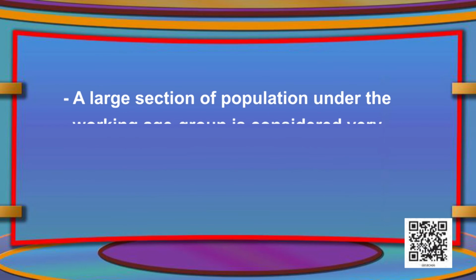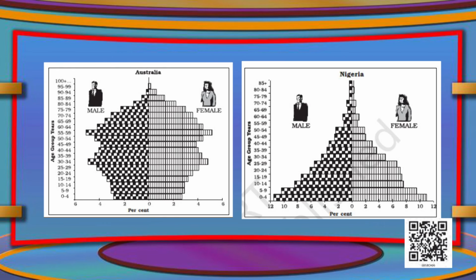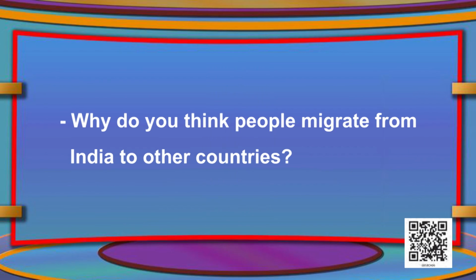A large section of population under the working age group is considered very healthy for the development of the country, as in India's pyramid. Here is some homework for you. Observe the population pyramids of these two countries. Based on your observation, describe the population composition based on their pyramids. Why do you think people from India migrate to other countries? Write a report and submit it to your teacher.